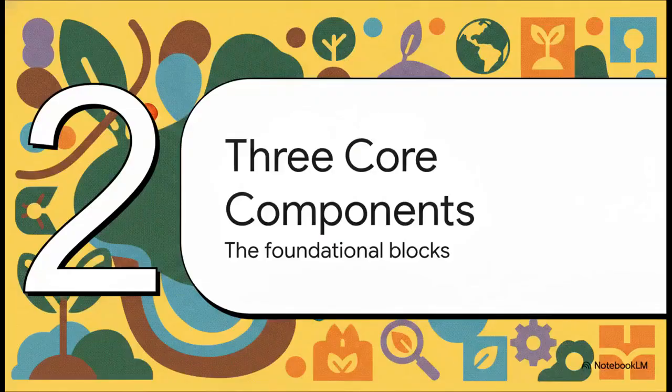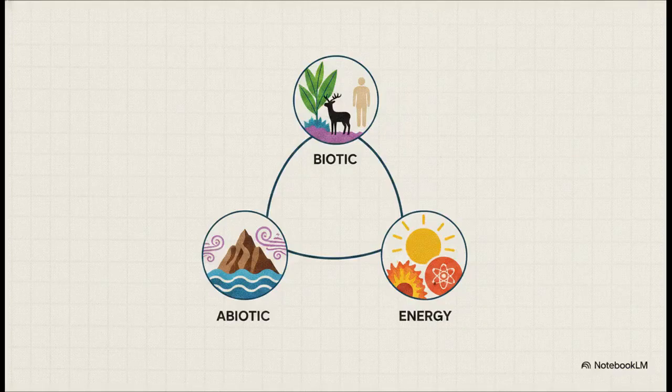Moving on to Section 2, the 3 core components. Think of the global ecosystem like a highly dynamic, 3-part flowchart. First up, we have the abiotic components. This is basically the physical theater, the non-living architecture made up of soil, water, and atmospheric gases. Second, we've got the biotic actors operating on that stage. This is the entire living realm: microscopic flora, massive fauna, and of course, us humans.